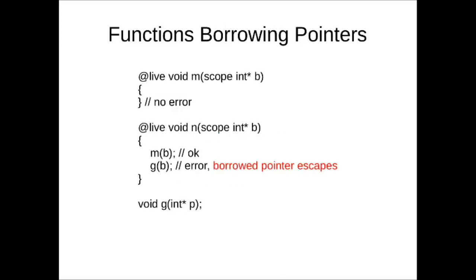Functions can also borrow pointers by annotating parameters with the scope attribute. The function m borrows pointer b and does nothing with it, which is okay. Function n borrows pointer b and loans it to function m, which is also okay. But then it attempts to make b an owner by passing it to function g, which only accepts owners, which is illegal.